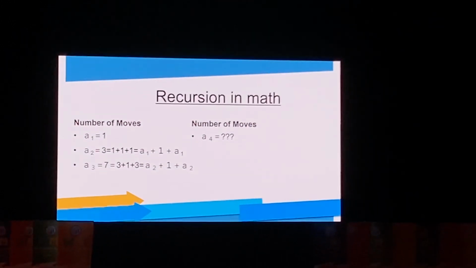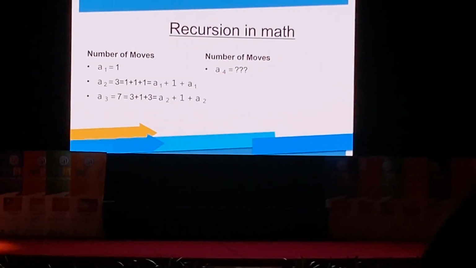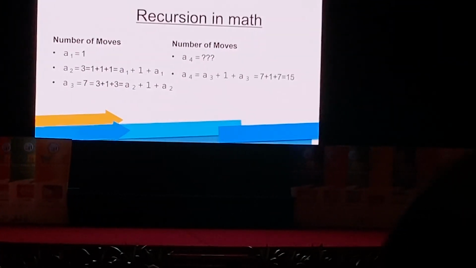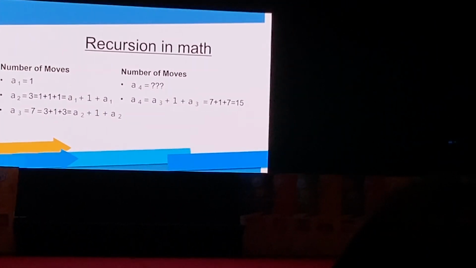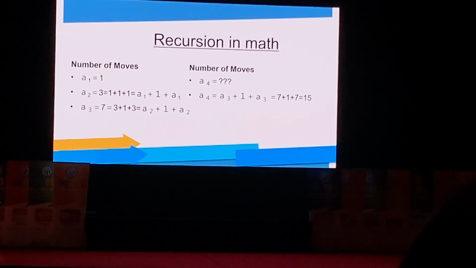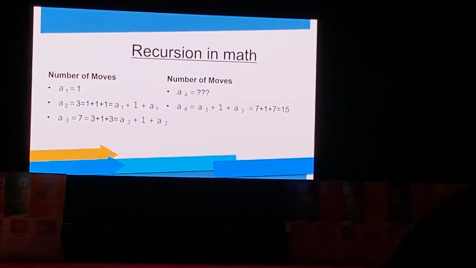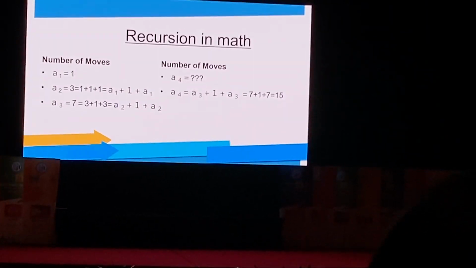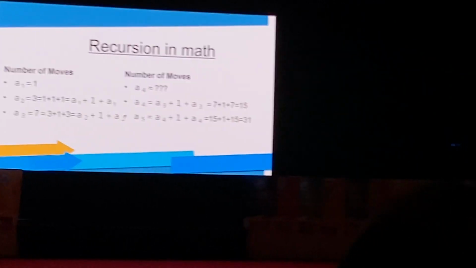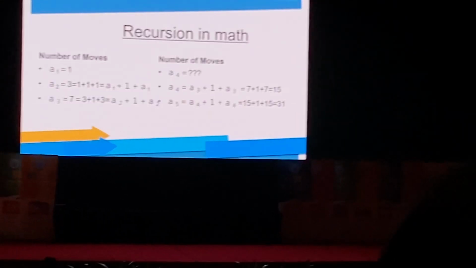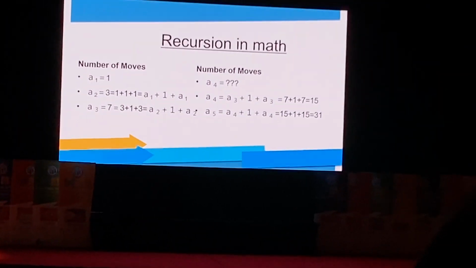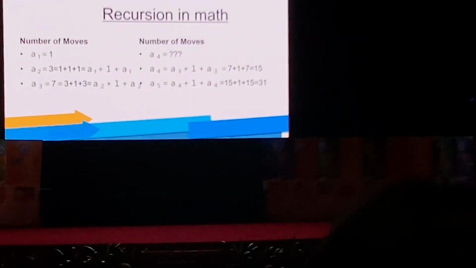Let's do the math again. How about A sub 4? A sub 4 is equal to A sub 3 plus 1 plus A sub 3. And A sub 5 is the same, A sub 4 plus 1 plus A sub 4. So this is so-called recursion in math. You can do that again, and again.